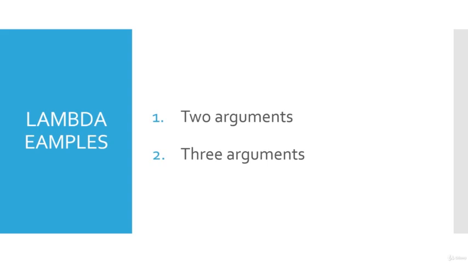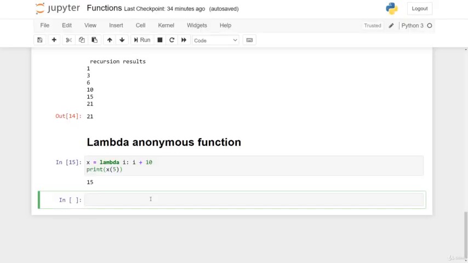As we said previously, Lambda functions can take any number of arguments. In this lesson, we will take two examples to explain the Lambda function arguments in Python programming language. The first example will be with 2 arguments, and the second example will be with 3 arguments, not 2. Let's see that in action.